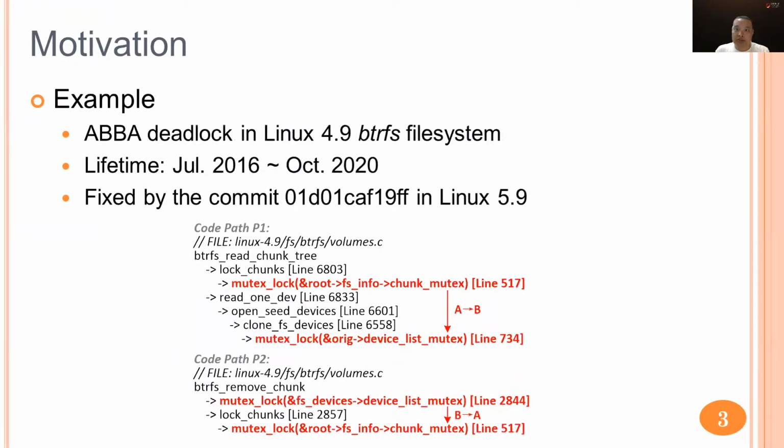There is an example deadlock in Linux BTRFS file system. This bug existed for over 4 years, and it was finally fixed in Linux 5.9. This bug is hard to find because multiple functions are involved and the related thread interleaving is infrequent at runtime.